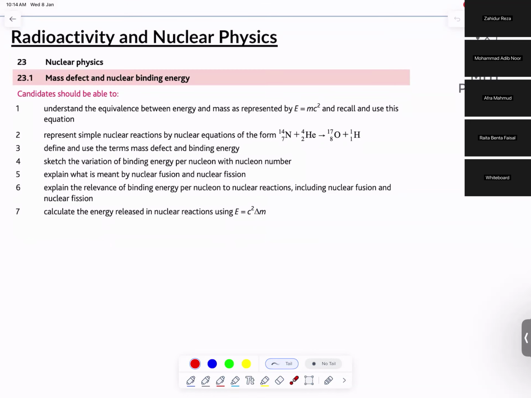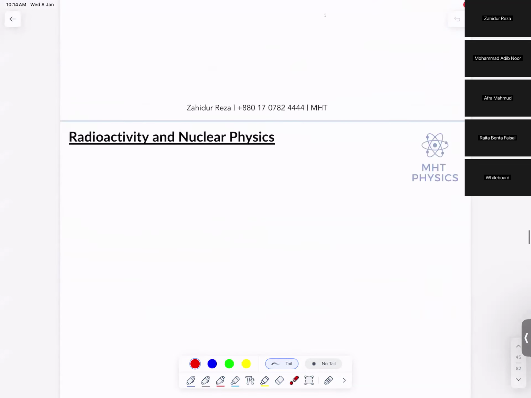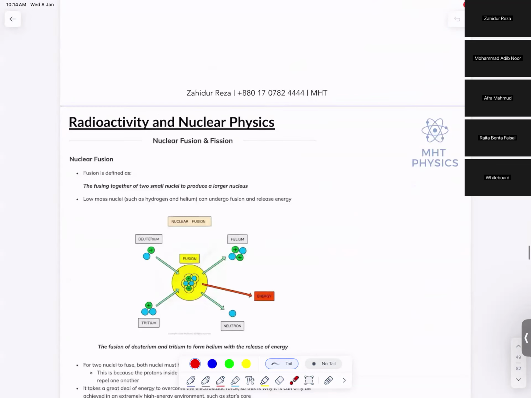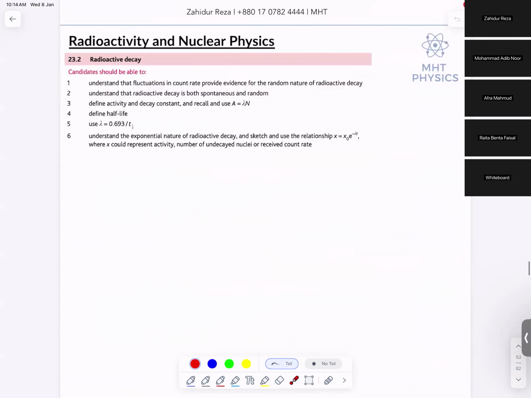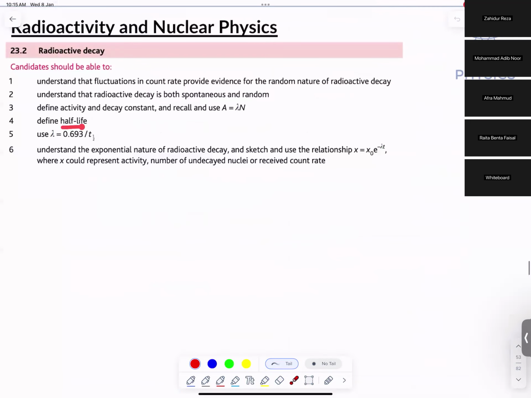One is about mass defect and nuclear stability. This one is completely new for you guys. And the other one is something you have done before in your O levels. It's radioactivity, so it's like half-life and everything else associated with decay. So this is the second part.